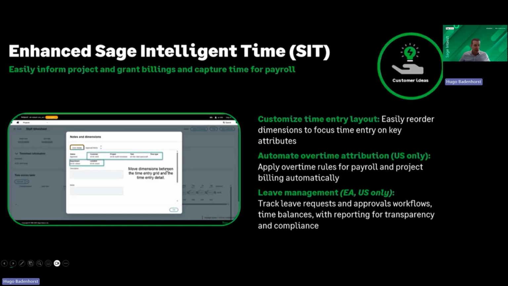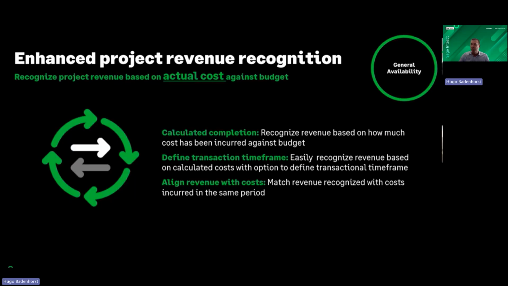So we've got the Intelligent Time. We've showcased that with AI descriptions coming in, the ability to enter time, ability to run a time clock on there as well, and then just that changing of what that looks like when we do the time entry has come to light now. On the next one, looking at our project revenue recognition.